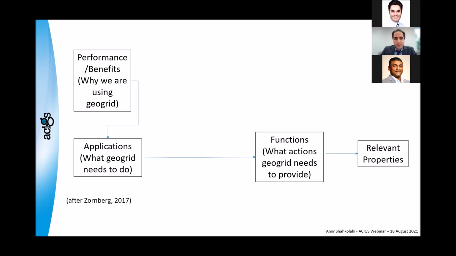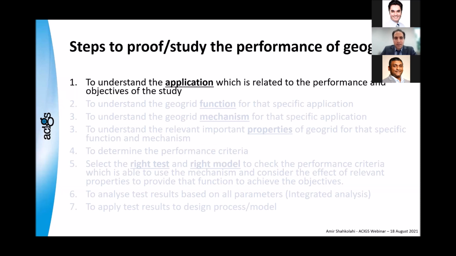Now, this section: performance, applications, functions, properties. Where do mechanisms stay? The mechanism is actually the way to connect the application to the function. This is how geogrid works. So the performance is why we use geogrid, then we go to what geogrid needs to do, and through how geogrid works, we get into the functions. And then based on that, we can get the relevant properties. Let's start with applications.